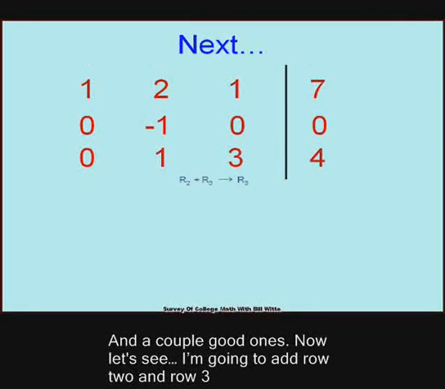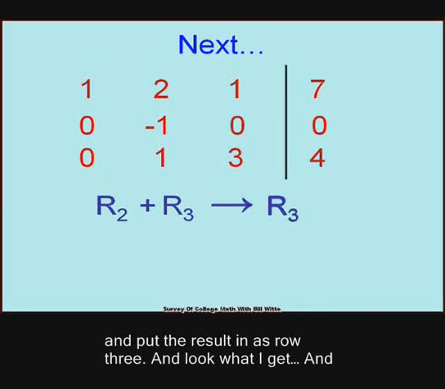Now let's see. I'm going to add row 2 and row 3. Look at row 2 and row 3. That's a -1 and a 1. I'm going to add them together, and I'm going to put them into, which row do you think I should put them into? Of course, they're going to become a 0. I'm going to put them in row 3. I'm not going to put them in row 2 because I want a 1 in the middle there. Put them in row 3.